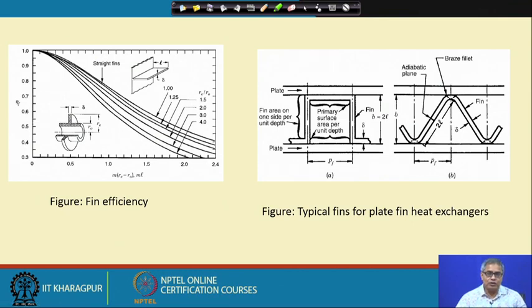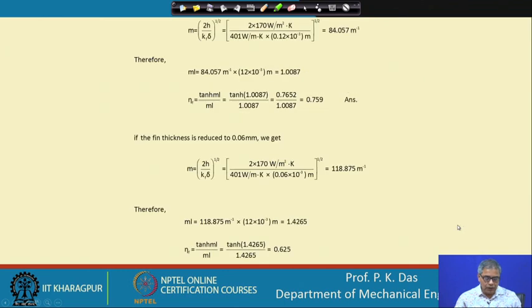I am requesting you to check whether from this curve we are getting the same value as by calculation. Another way is to calculate the hyperbolic trigonometric function, tan hyperbolic, and then calculate the fin efficiency. If the fin thickness is reduced, obviously our fin efficiency will be lower. In the first case it is 0.759, 75% or 76%. In the second case it is 62%. So, we get an idea that if we reduce the fin thickness, fin efficiency falls.